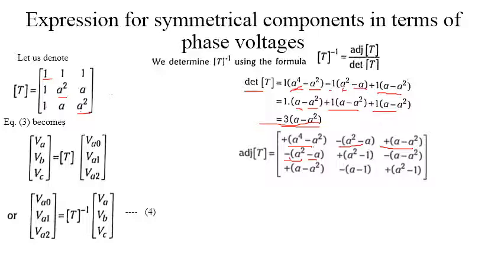Let's consider the next part of the matrix. For this a square, this is 1 into a square, so we'll get a square. This 1 into 1 will become minus 1. Then for the next term we have to calculate the value of a. We have to multiply 1 into a.